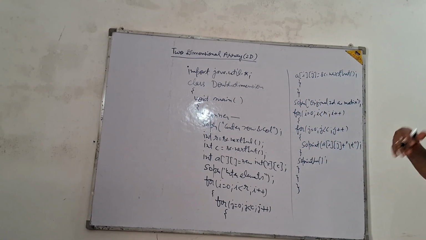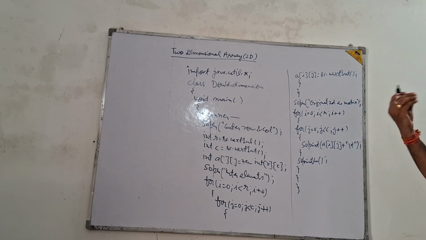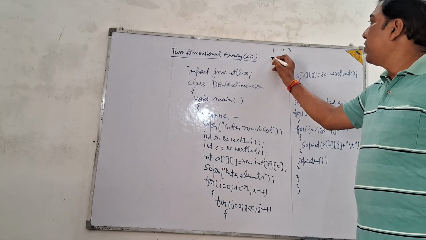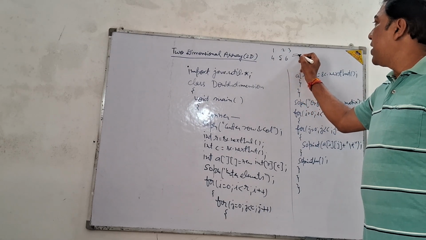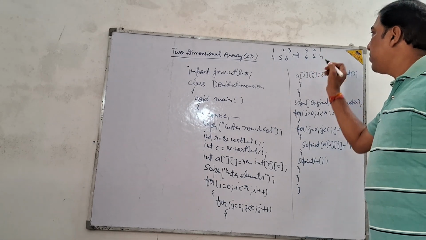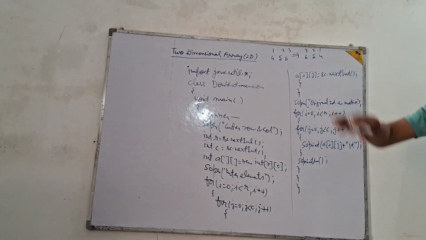Okay. There are other questions where very small changes are required. Suppose you want to print the mirror image of a 2D array. Mirror image means suppose 1, 2, 3, 4, 5, 6 is there and you want to print 3, 2, 1, 6, 5, 4. This is called mirror image. Every row is in reverse order.